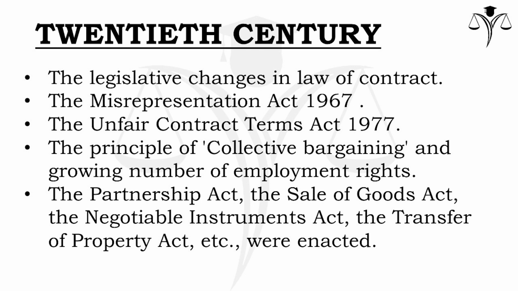In the beginning of the 20th century, the legislative changes in the law of contract changed the attitude of courts, which effected wide-ranging reforms in the contract laws which existed in the 19th century. The Misrepresentation Act 1967 shifted the burden of proof onto persons making misleading statements. The Unfair Contract Terms Act 1977 created the jurisdiction to scrap contract terms which were unreasonable, curtailing the bargaining powers of one party.